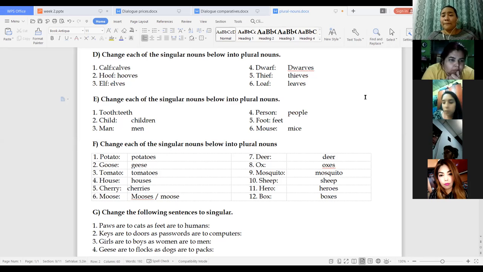¿Otra pregunta? What is elf? Number three in the letter D. Elf is one of the helpers of Santa Claus. Elfos. Elfos, sí. Thank you. Son elfos.